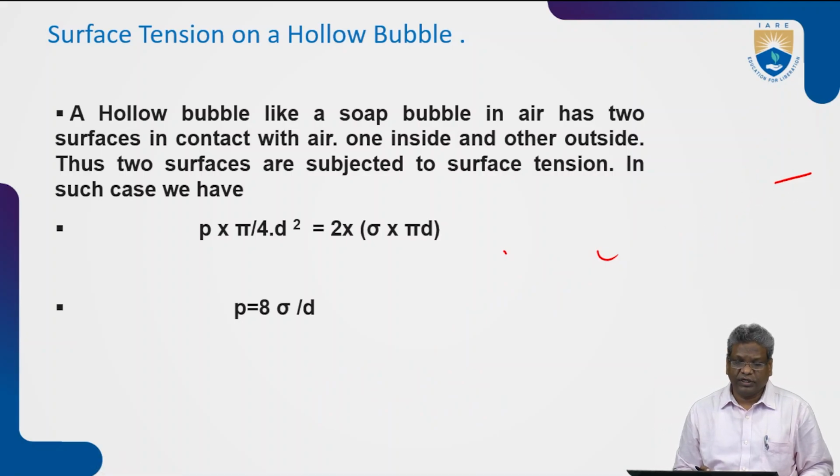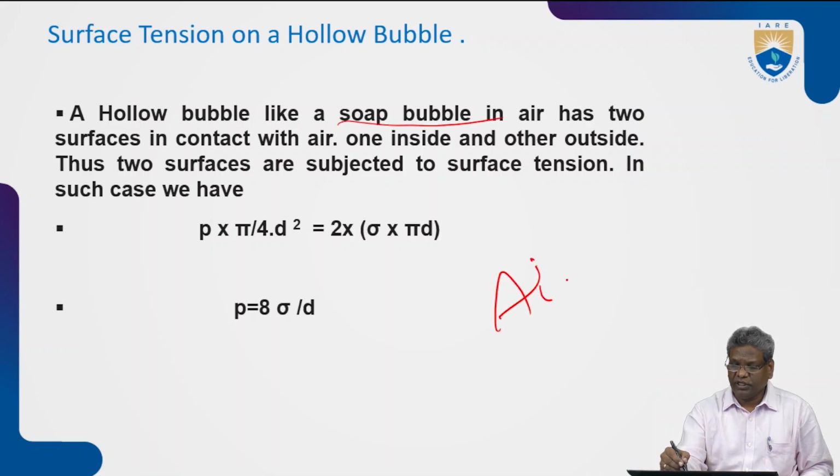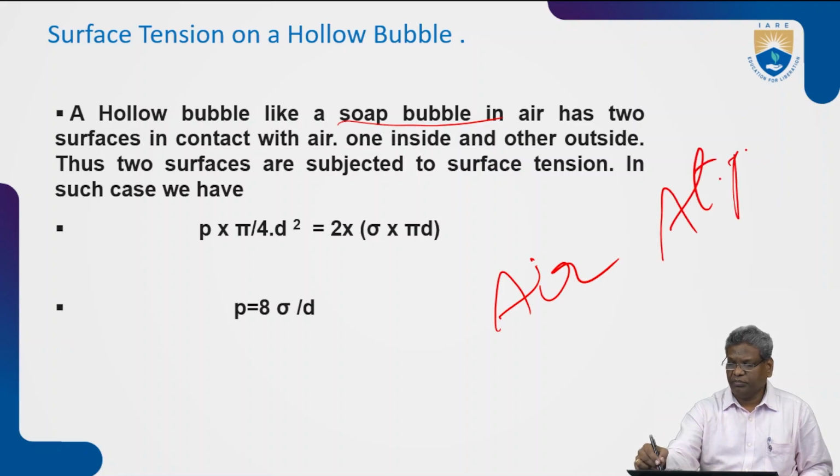A hollow bubble means you can take an example of a soap bubble. If you observe carefully, inside the soap bubble there will be air. Only a thin layer will be formed, and inside the soap bubble, air will occupy. Outside is also atmospheric pressure. That is why a hollow bubble like a soap bubble in air has two surfaces in contact with air.